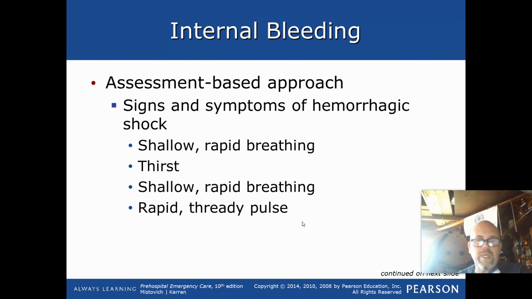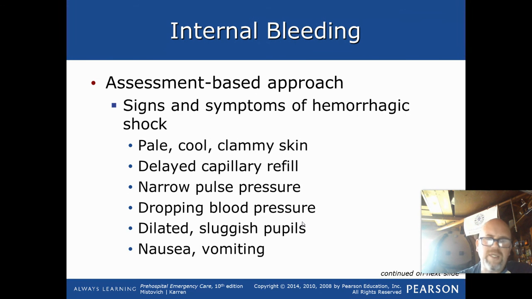Rapid meaning fast, quick. Thready meaning, I can't explain it other than when you're feeling the radial pulse. When you feel that radial pulse or the carotid pulse, whatever pulse you're feeling, there's almost like this space missing in between. You feel the blood flowing by, but you can feel the space in between it. There's something missing. It's a hard thing to understand until you actually feel it.